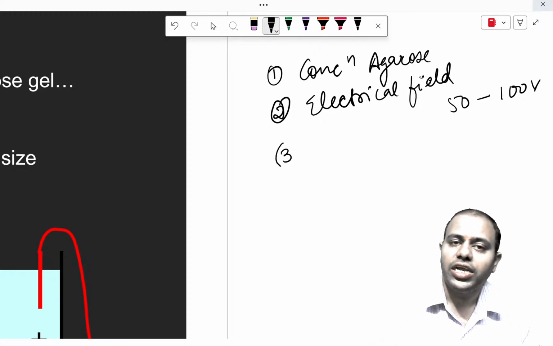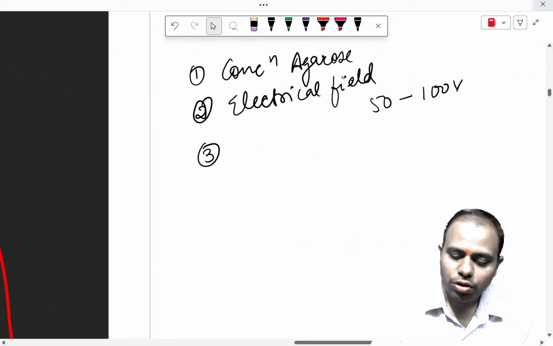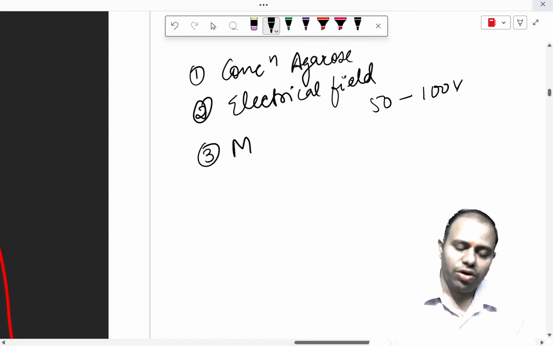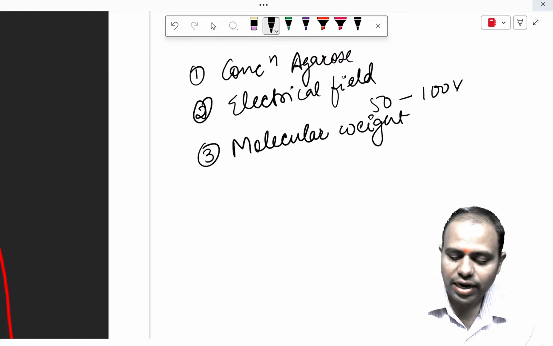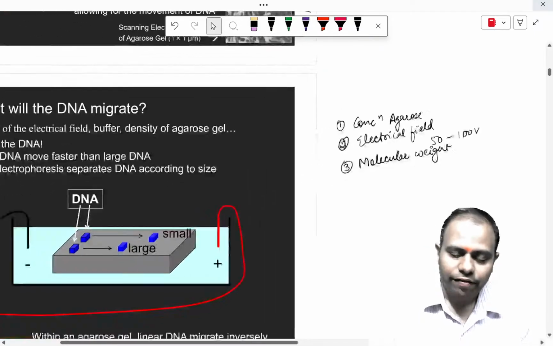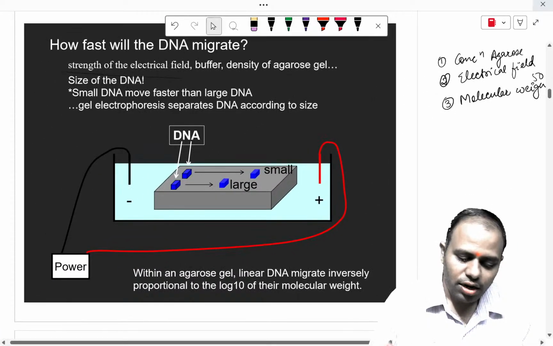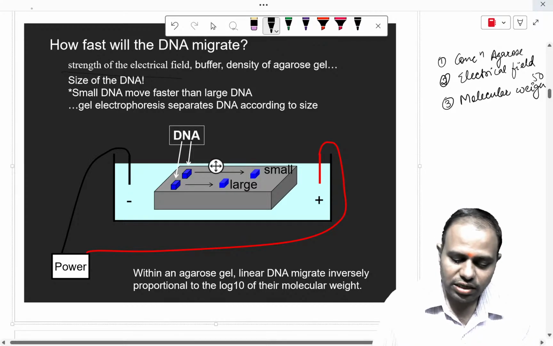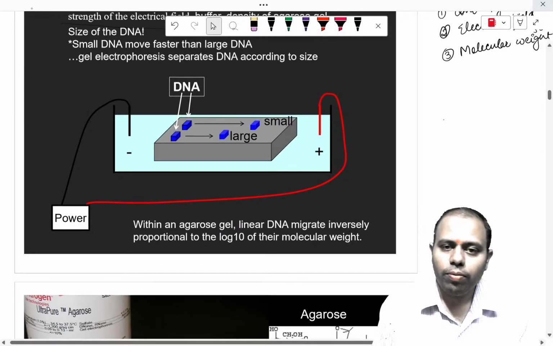Then the movement of the DNA or the biomolecule in the agarose, generally DNA, also depends on the molecular weight. If the molecular weight of the DNA is less, then it will move faster, and if the molecular weight is more, it will move slower on the agarose gel. So these are the three factors. Smaller molecules migrate faster and larger molecules migrate slower. Is it clear to all of you?